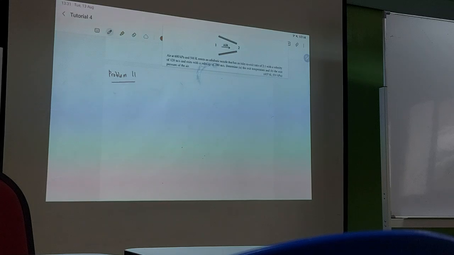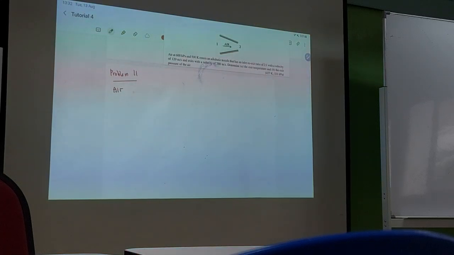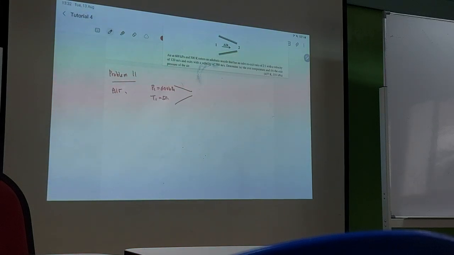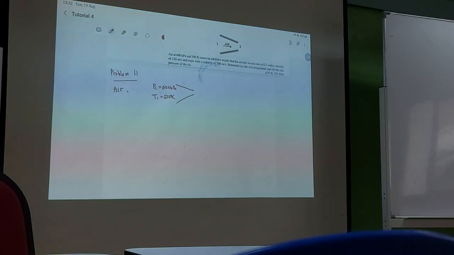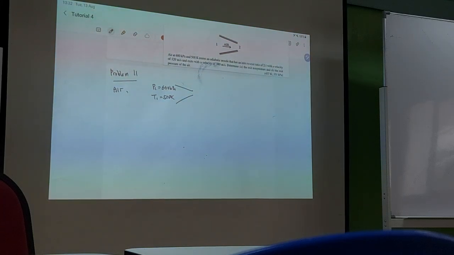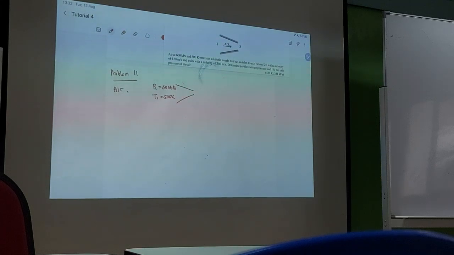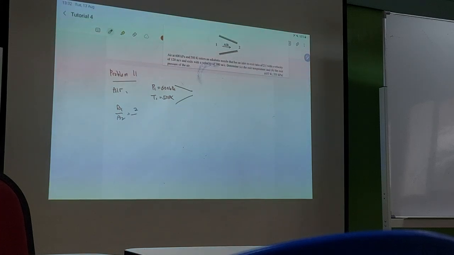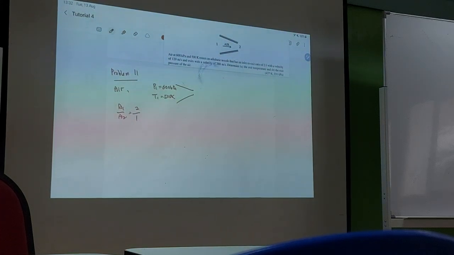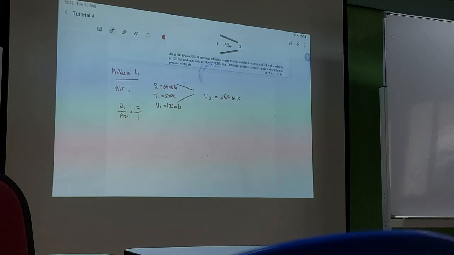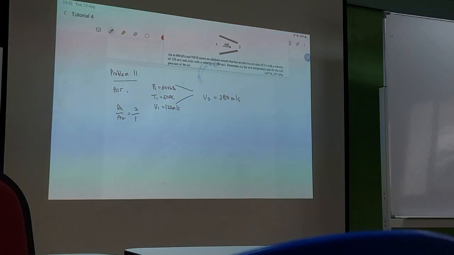So once again, we are dealing with air here. For some reason, I keep choosing questions with air. So you have a nozzle, P1 is 600 kilopascal, T1 is 500 Kelvin. It enters an adiabatic nozzle, so there is no change in Q here. It has an inlet to exit area ratio of 2 to 1, so A1 to A2 is 2 to 1, with a velocity of 120 meters per second and exits with a velocity of 380 meters per second. Determine A, the exit temperature, and B, the exit pressure.